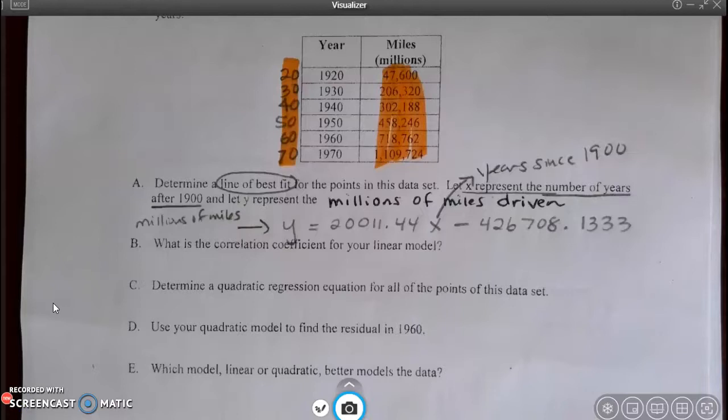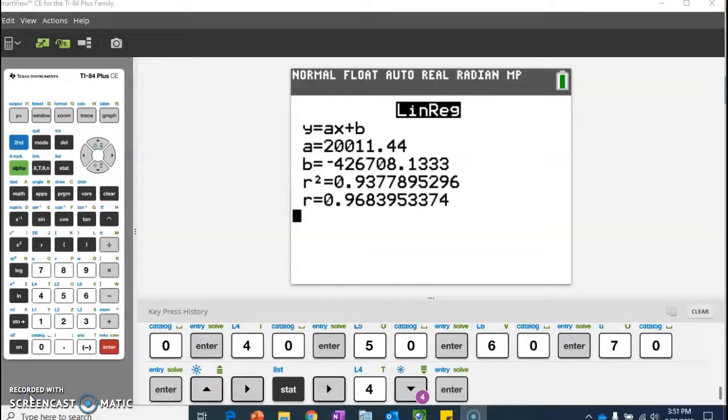Right. And the next question asks for the correlation coefficient, which means I need to look back at my calculator again. And the correlation coefficient is the r value, and I typically round to 2 decimal places, which says r equals 0.97.